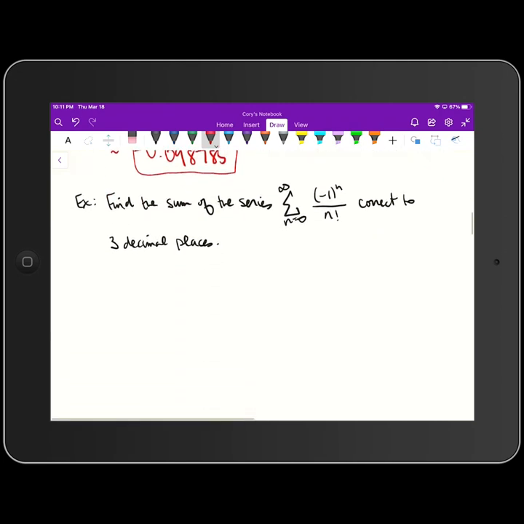I want you to give this next example a try. The directions say to find the sum of the series, the sum from n equal to 0 to infinity of negative 1 raised to the n power over n factorial, and we want that to be correct out to 3 decimal places. Pause the video while you work on that, and then we'll come back and discuss together.